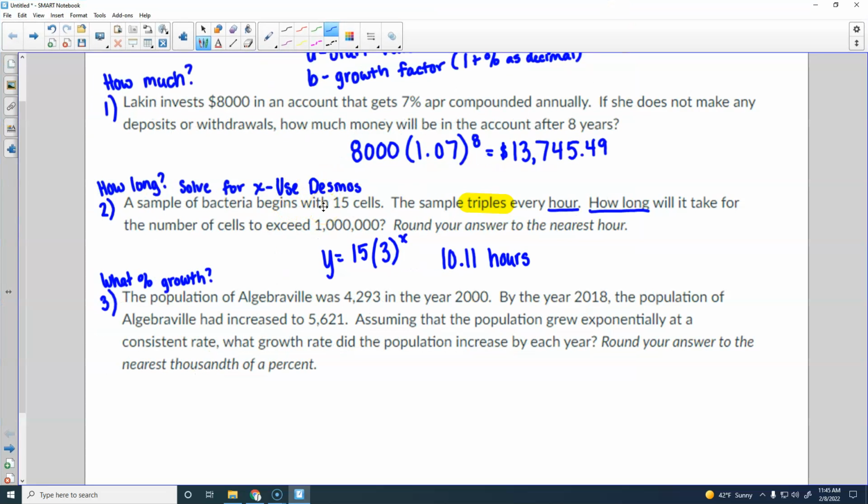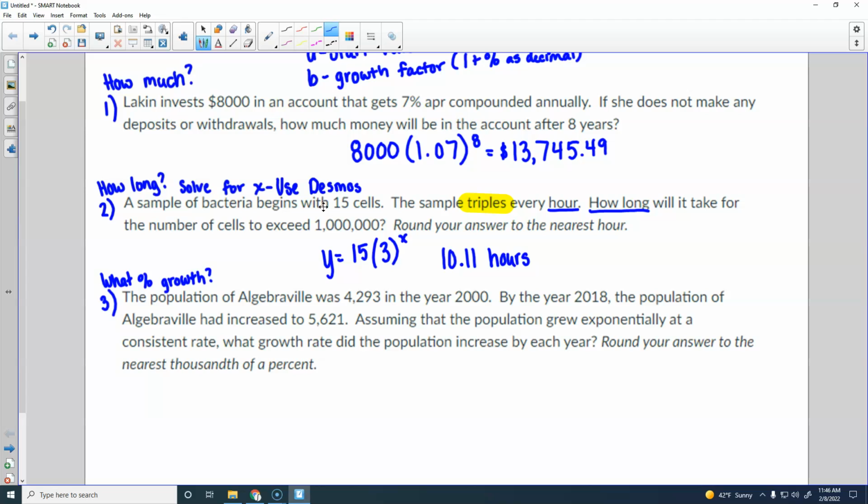is one like we see here on number 3, and these are the ones that ask you for your growth rate. And so if they ask you for your growth rate, it's going to be the B that is missing. Okay? So, in this case, population of Algebreville was 4,293 in the year 2000. By the year 2018, the population of Algebreville had increased to 5,621. Assuming that the population grew exponentially at a consistent rate, what growth rate did the population increase by each year? Round your answer to the nearest thousandth of a percent.